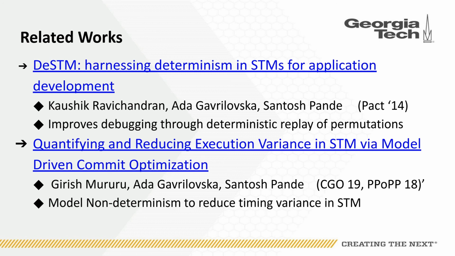As against this, current work focuses on increasing or decreasing non-determinism to expose or suppress rare thread interleavings, to debug corner cases, or to make programs robust. Another work in CGO 2019 from our group modeled non-determinism in software transactional memory to reduce timing variance, which makes STMs very useful for game and other soft real-time applications. While that work targeted timing variance, this work targets program robustness in terms of fewer failures due to bugs.